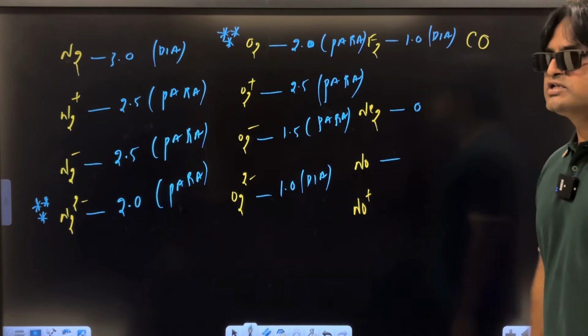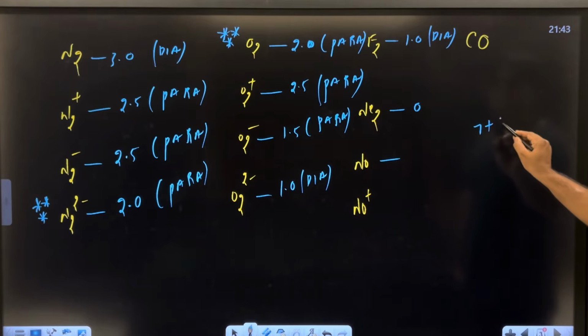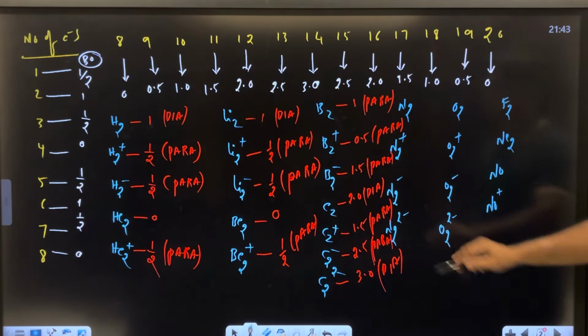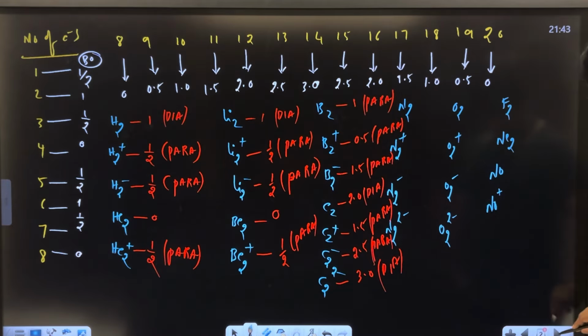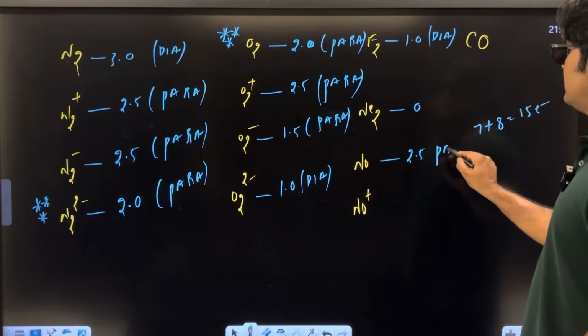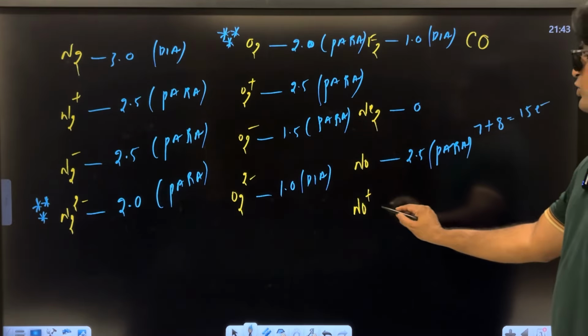NO. What is the nitrogen atomic number? 7. And what is the oxygen atomic number? 8. 7 plus 8, 15 electrons. For 15 electrons, what is the bond order value? 2.5. And what is the magnetic behavior? Paramagnetic species. Clear?